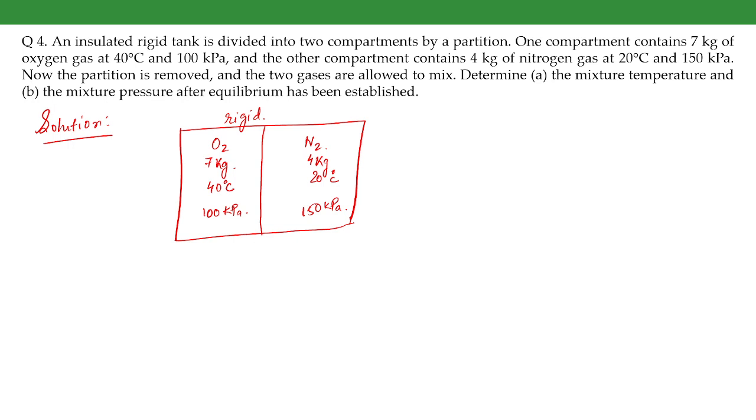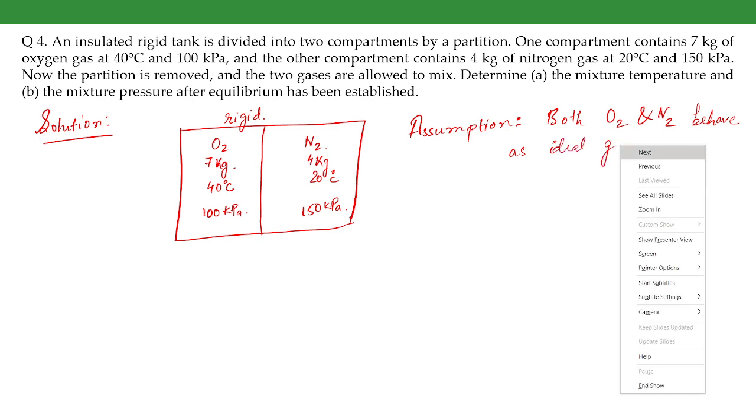Okay, now we are assuming that both the gases behave as an ideal gas. So this is the first assumption: both oxygen and nitrogen behave as ideal gas.